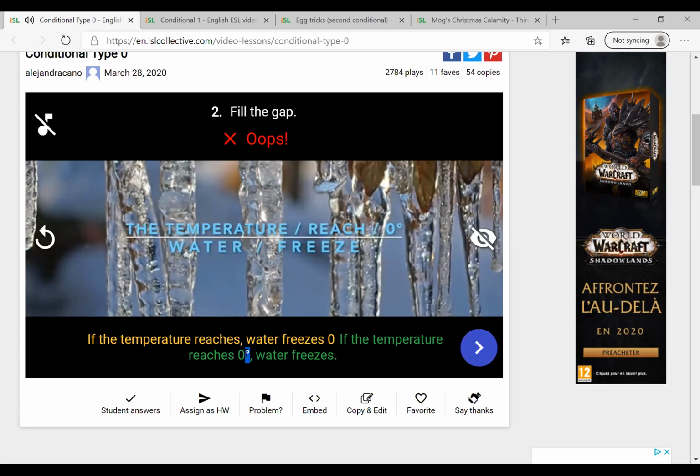Ah, sorry, I didn't put the sign here. You see, they count it as a mistake. So I didn't put degrees. So if the temperature reaches 0, water freezes. So be careful, even here it's counted. Next.